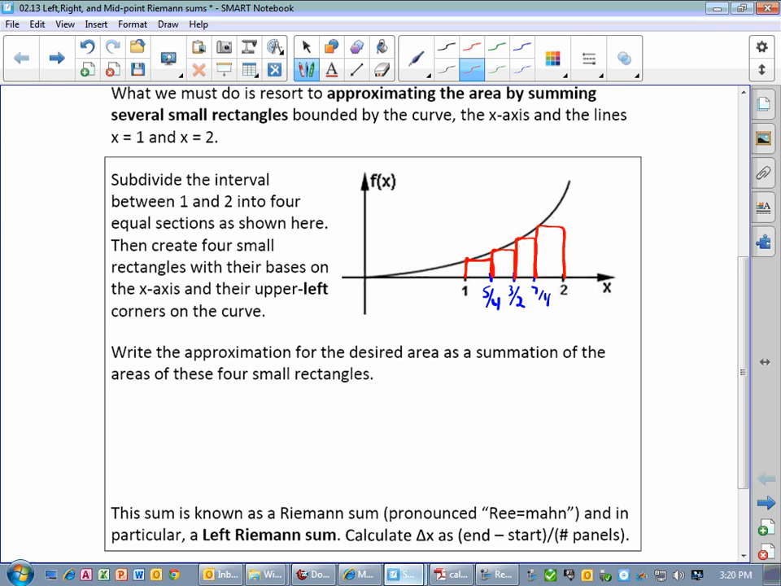Now notice we have 4 rectangles. If we add the 4 rectangles, will that be the exact same as the actual full area underneath this curve from 1 to 2? Will it be more or less than the actual area? Okay, so there's some empty space here, so it looks like it'd be less, right?